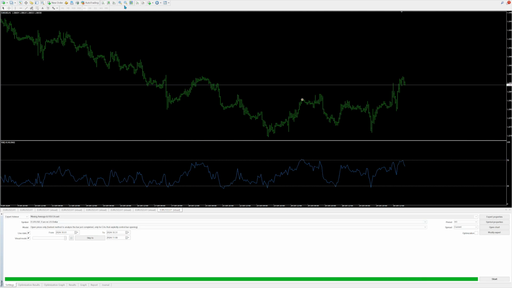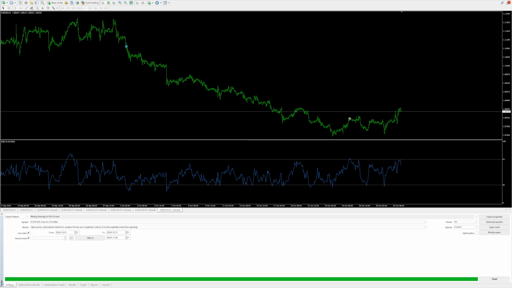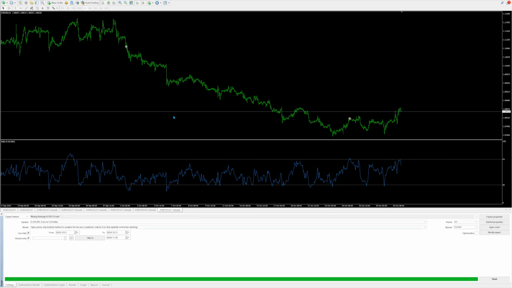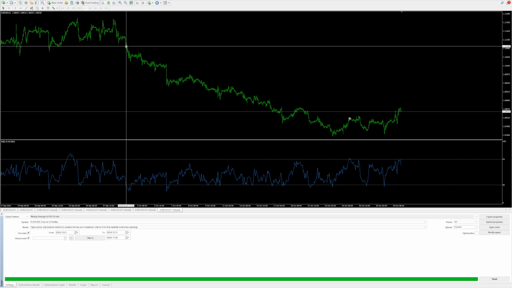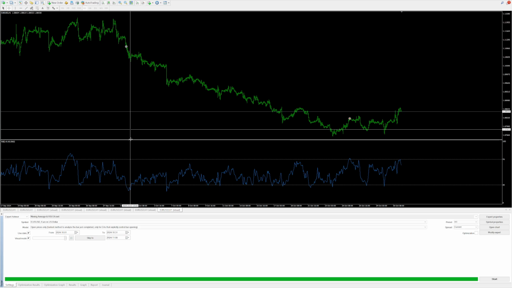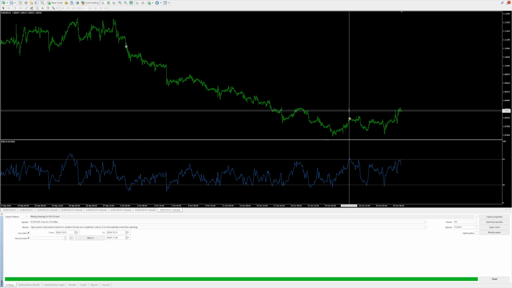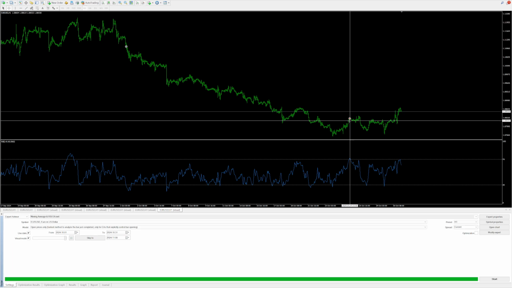Okay, so there was a buy. It buys when the RSI is extreme, as you can see there, extreme RSI, buy trade. It buys when the RSI is extremely oversold, below the 30 level, and sells when the RSI is extremely overbought, above the 70 level.